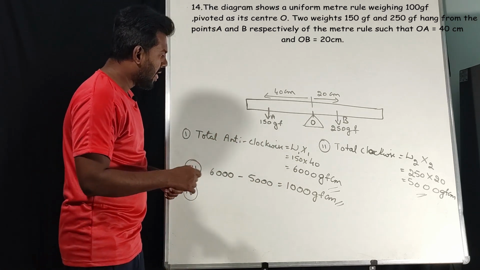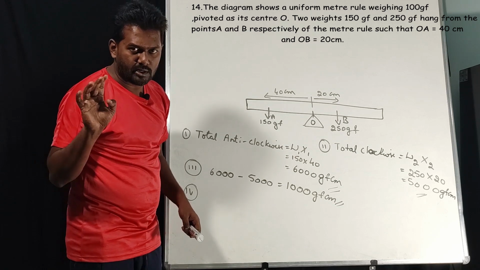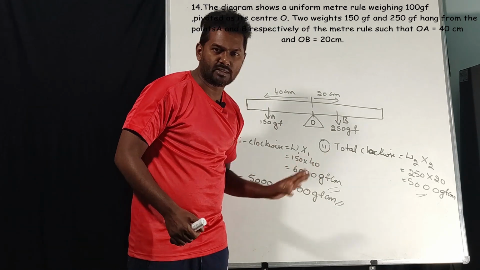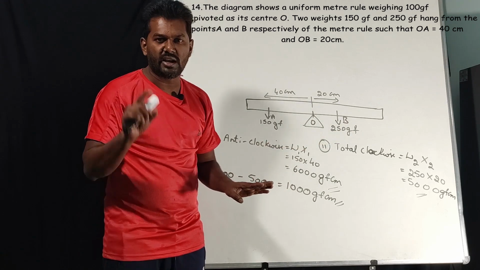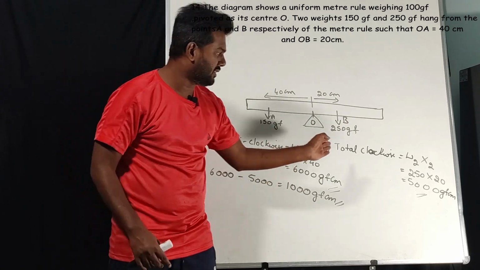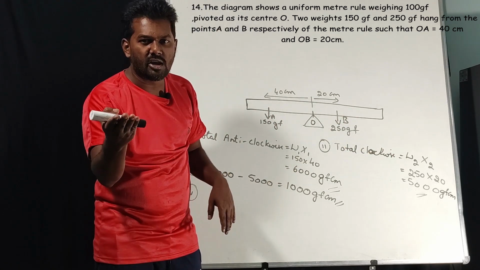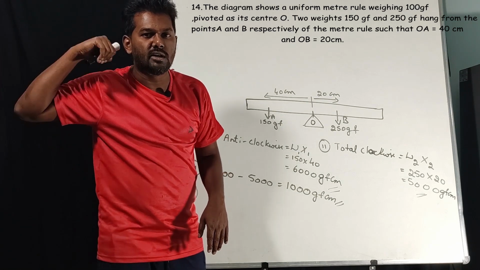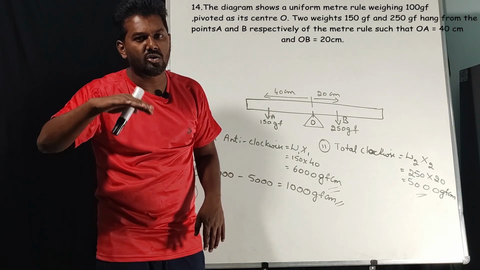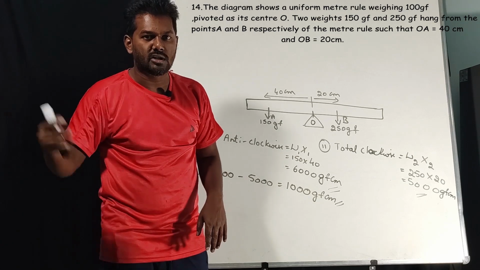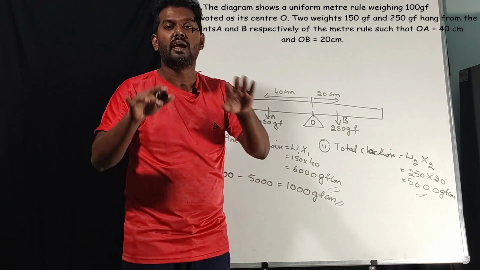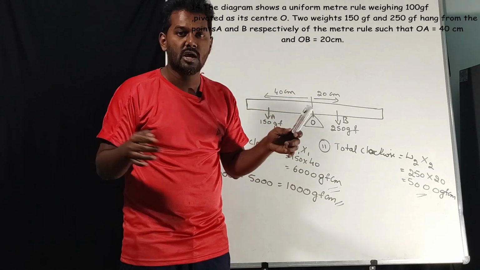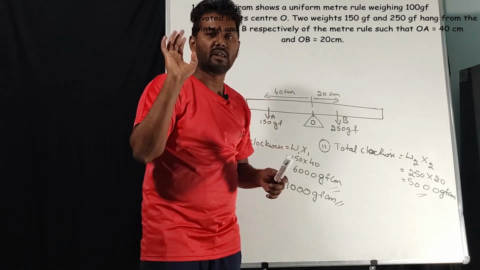Listen, one thing, you can go for the logical method. Here 6000 and there 5000. To make it equal, we need one more extra 1000 on that side, correct? So what is the value of the weight? 100. How can you make that 100 equal to 1000? 100 into 10, that is equal to 1000. Then these two will be equal. It will be balanced. But for the logical method, you will not get any marks. So we have to go for the calculation method.